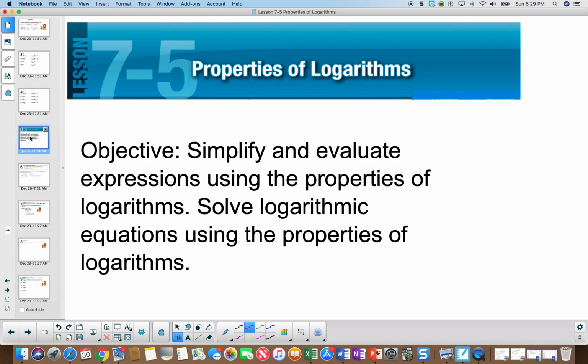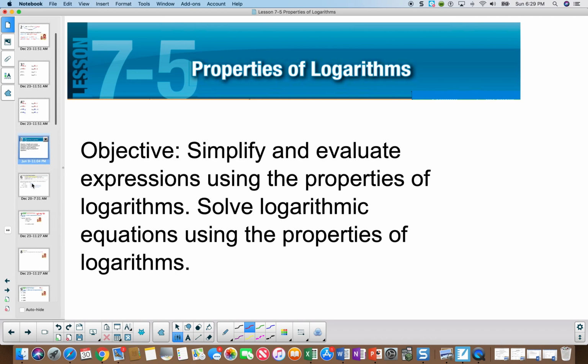Lesson 7-5, Properties of Logarithms. The objective: simplify and evaluate expressions using the properties of logarithms. Solve logarithmic equations using the properties of logarithms.